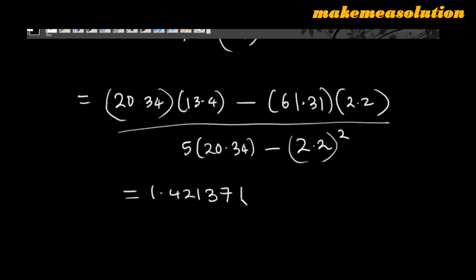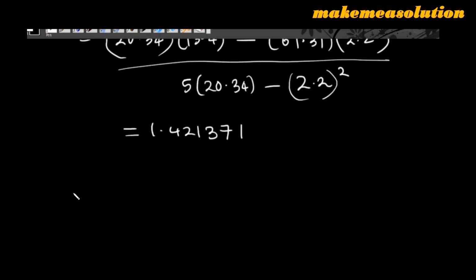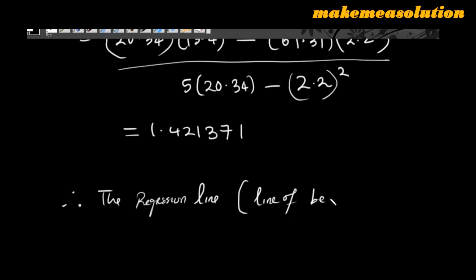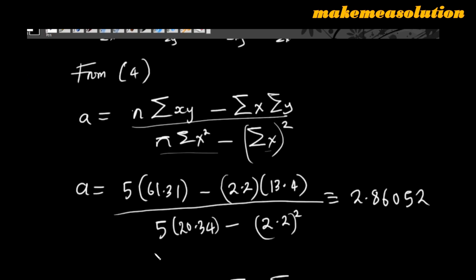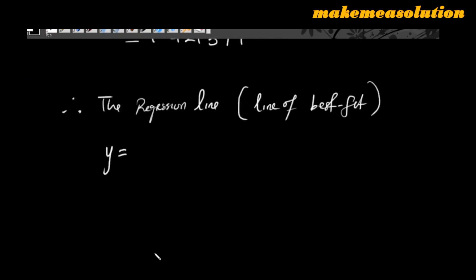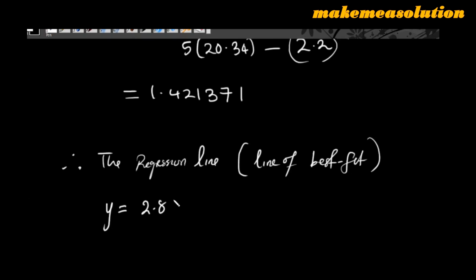Okay, so if we have it like this, then we can now see that the regression line, or line of best fit, is y equals the value of our a. I'll round it to two decimal places: 2.86x plus my intercept, which is approximately 1.42. Is that okay? So this is it about the regression line. This is the linear regression.